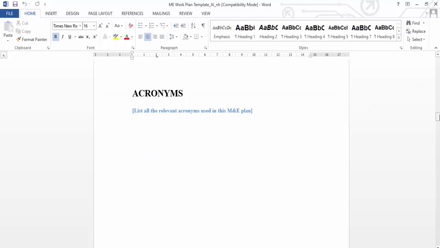Then the acronyms. Whatever acronyms you've been using in your document, ensure that you list all of them in this section here. So for instance, an acronym such as M&E can be listed here. You simply say that this is monitoring and evaluation.